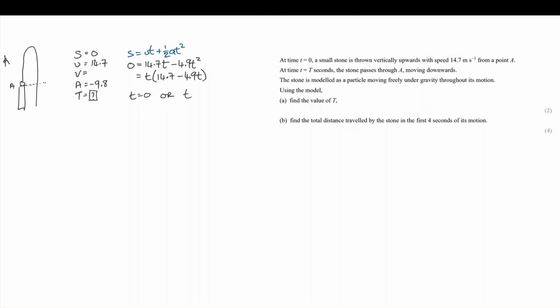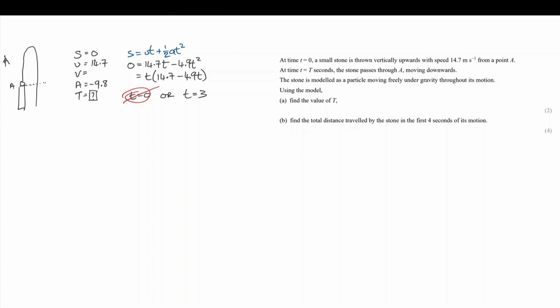Either way, we get two results. t equals 0 or t equals 3. We know we're not interested in t equals 0. T equals 0, yes, it was at point A, but this was at the point of projection. We're looking for the time when it returned to A, not when it was initially at A. So, t equals 3, that's the result that we want.